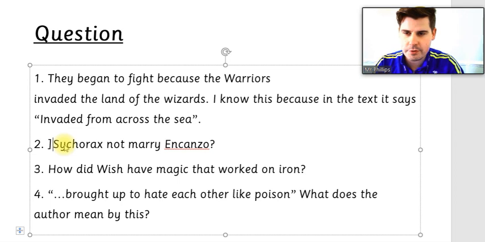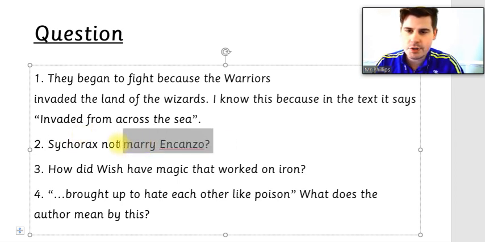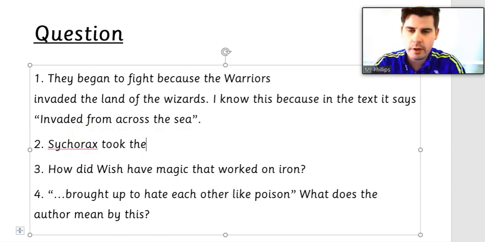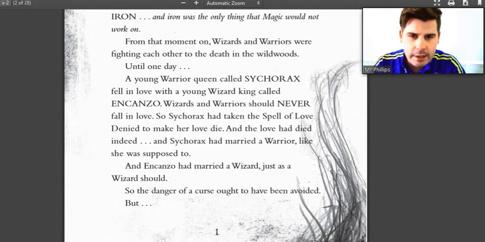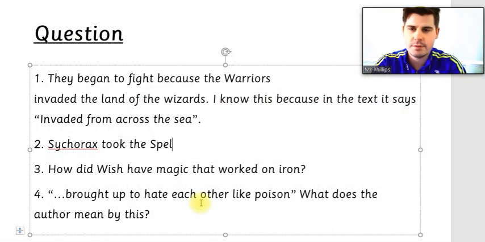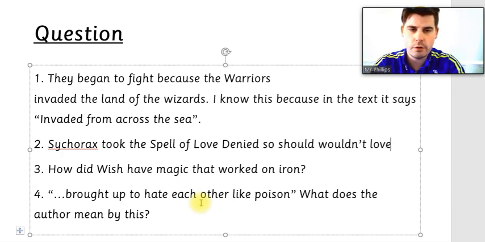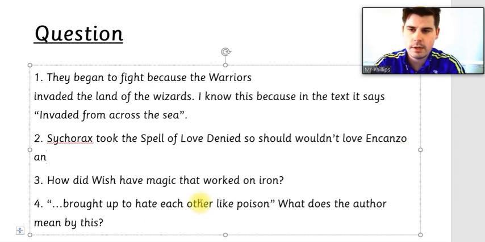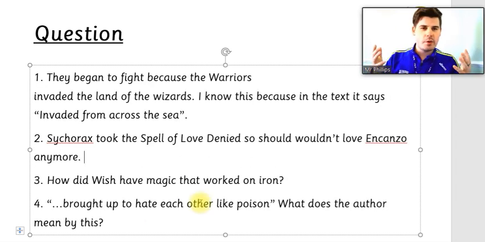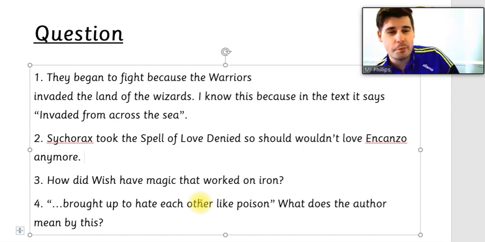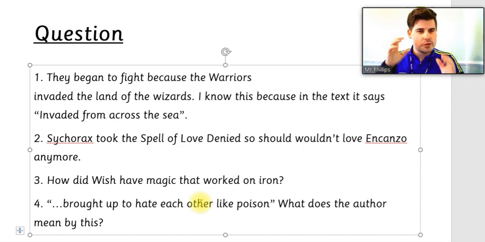We just want to keep that name there, so I have to figure out how to spell it again. Cinchorax took the, and let me copy the name exactly. Spell of love denied. So she wouldn't love Incanzo anymore. There we go. That's why they didn't get married. And the reason she took that was because obviously it was just forbidden for warriors and wizards to get married. So you might have an answer that relates to that, which also would be right.